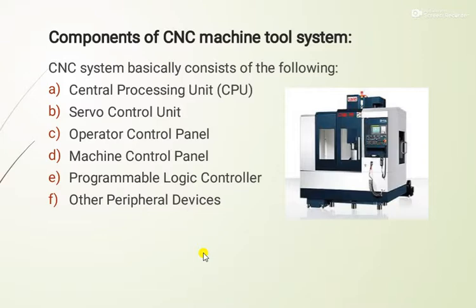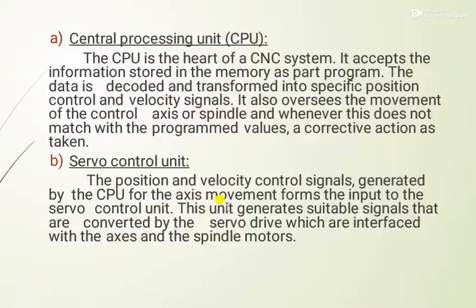Components of CNC machine tool system. A CNC system basically consists of the following: central processing unit, CPU, servo control unit, operator control panel, machine control panel, programmable logic controller, and other peripheral devices. First we will see the central processing unit, CPU. CPU is the heart of the CNC system.